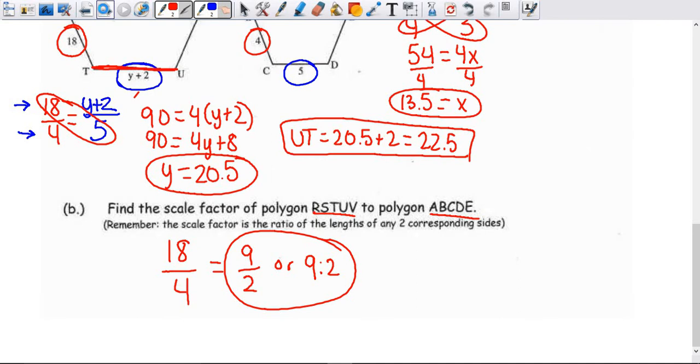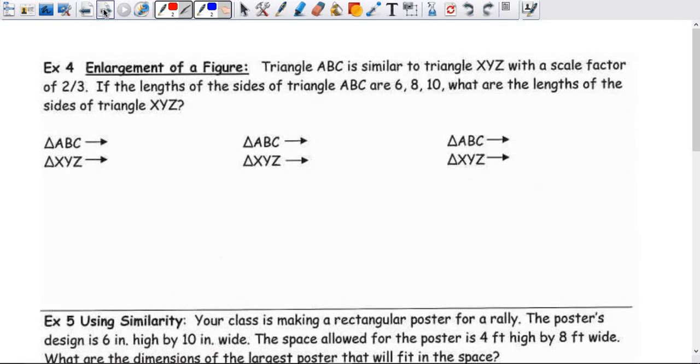Okay? Last part, last two examples. Example 4 and example 5 on the back use these proportions to solve types of real-world problems. So if you were trying to enlarge a figure, triangle ABC is similar to triangle XYZ with a scale factor of 2/3. So it is going to get 2/3 bigger than ABC. So if the lengths of the sides of triangle ABC are 6, 8, and 10, what would the lengths of the sides of triangle XYZ be?